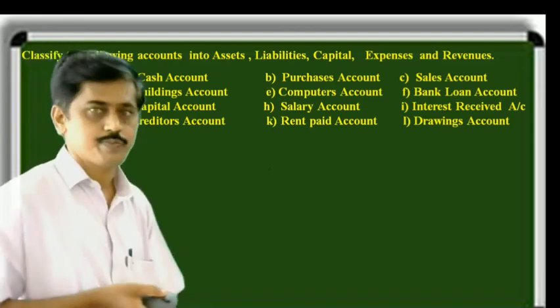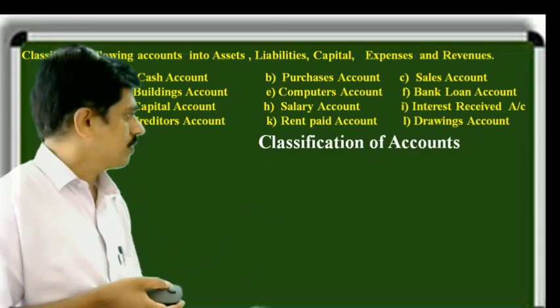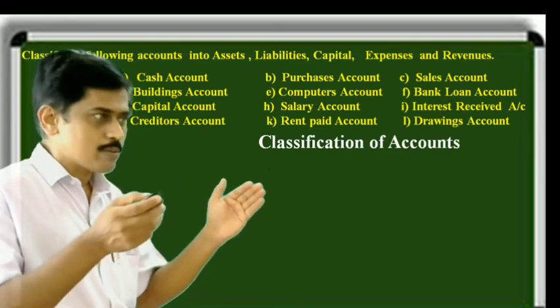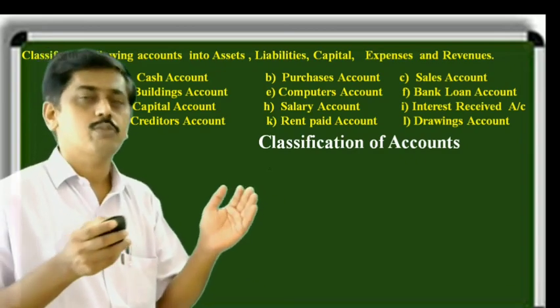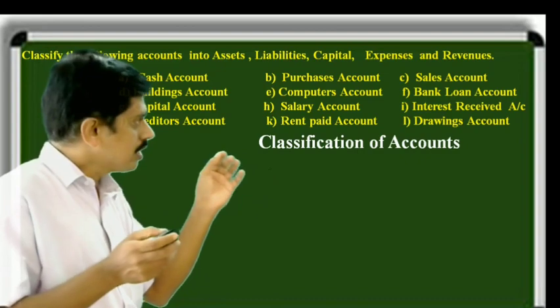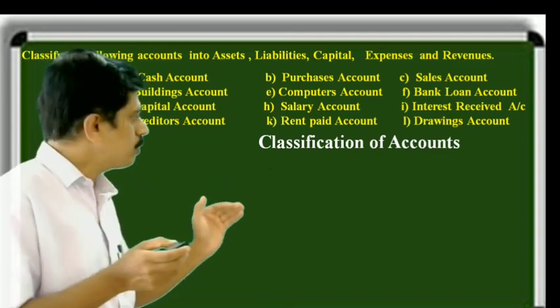First, take the heading classification of accounts. Write the heading classification of account, and you may draw some columns, 5 categories, so that it will be systematic. Even you may write in front of the particular account also. That system is okay, but it would be more systematic.